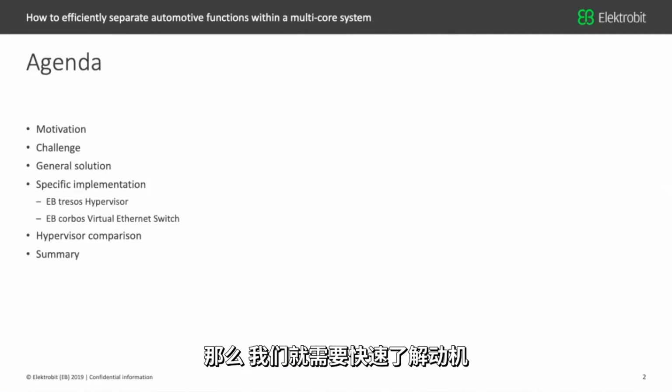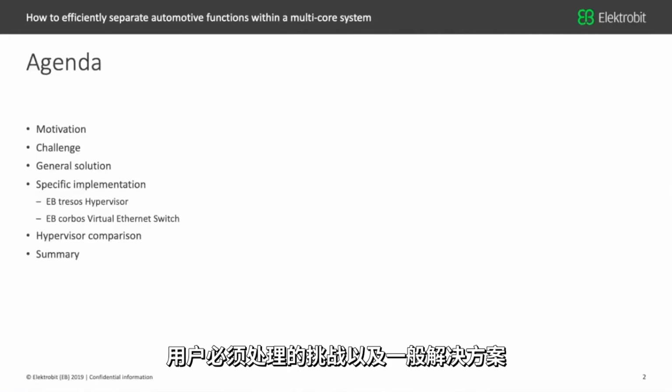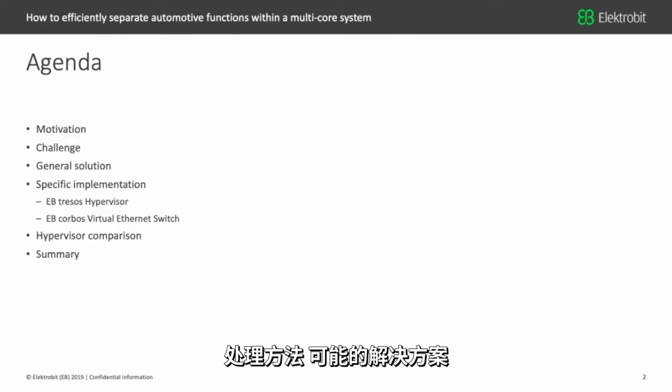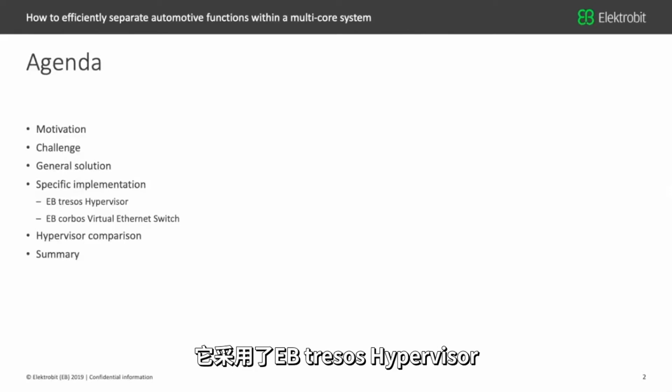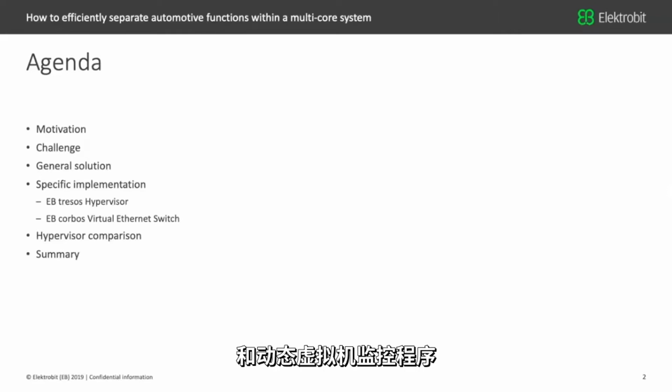So yeah, we want to have a quick look at the motivation, the challenges the users have to handle, and the general solution, a possible way to handle it, and then the specific implementation from Electrobit with the EB tresos hypervisor, also in combination with the EvoCorpus virtual Ethernet switch for the communication needs. Then we have a quick look at a short comparison between a static hypervisor, which is what we are talking about here, and a dynamic hypervisor, and then a short summary.